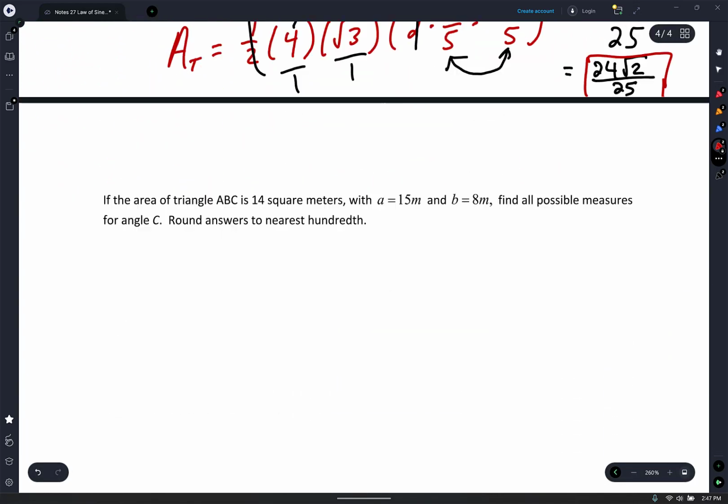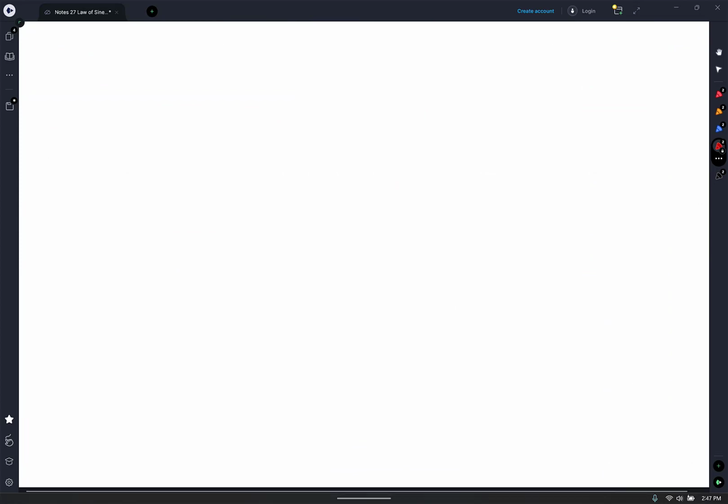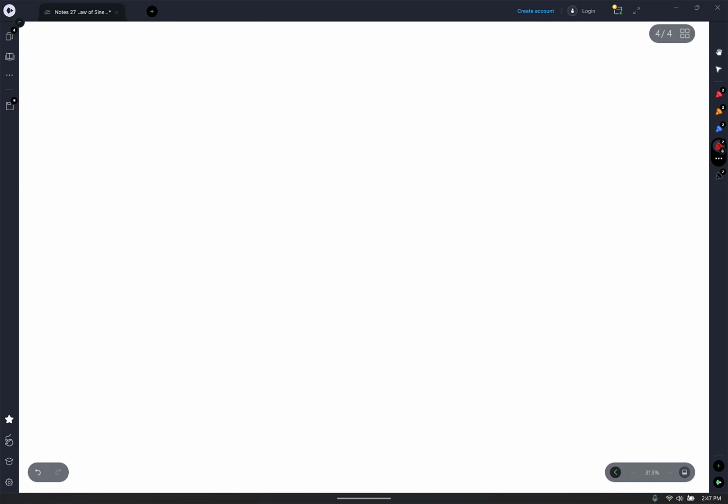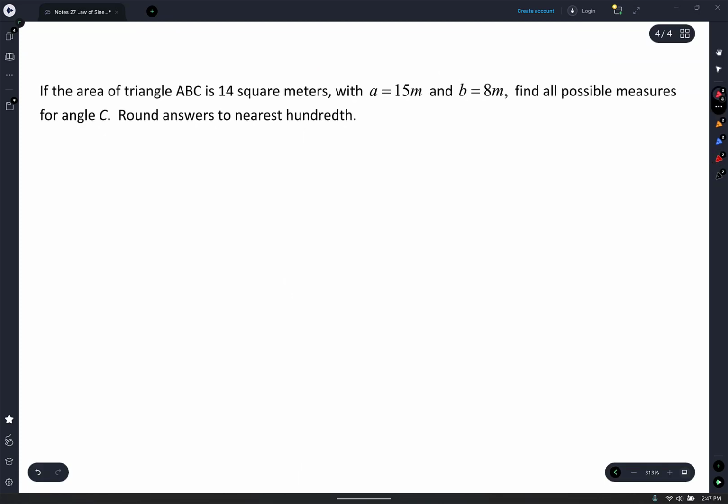All right. And last one. Okay, this question is going to come out a lot. All right, let's talk about it. If the area of triangle ABC is 14 square meters, with a equals 15 and b equals 8, find all possible measures for angle C, round answers to the nearest hundredths.